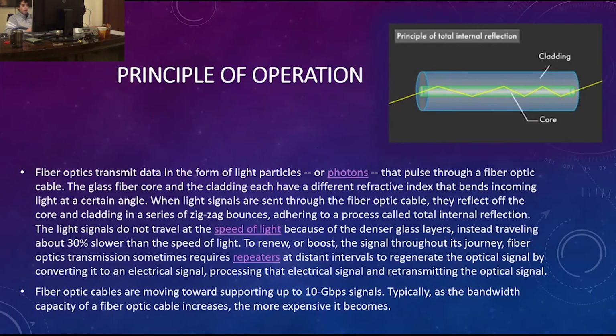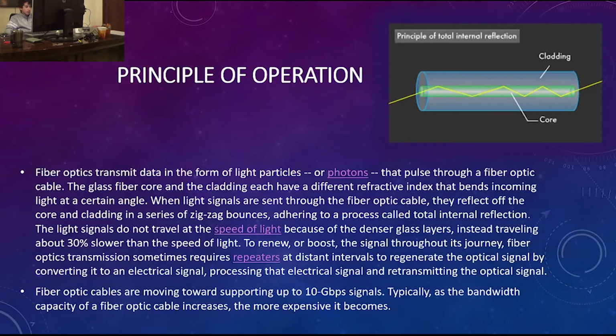Principle of operation. So how it works. The concept is that fiber optics transmit data in the form of light particles, or photons, that pulse through a fiber optic cable. The glass fiber core and the cladding each have a different refractive index that bends incoming light at a certain angle, as you can see in the picture. When light signals are sent through the fiber optic cable, they reflect off the core and cladding in a series of zigzag bounces, adhering to a process called total internal reflection.